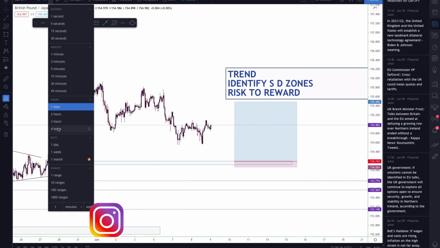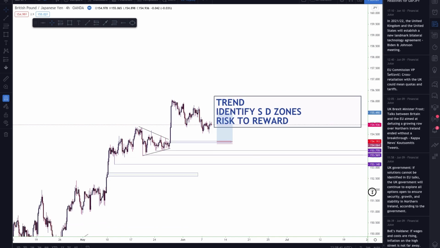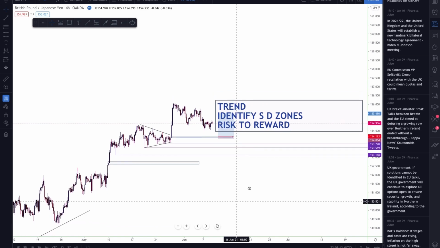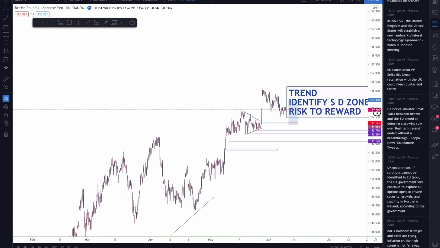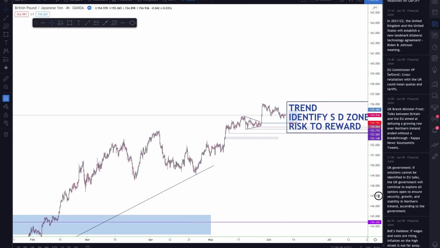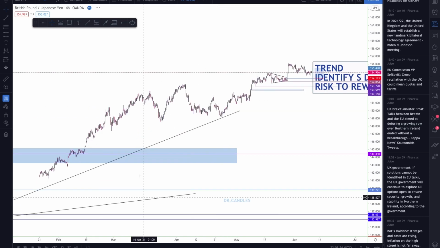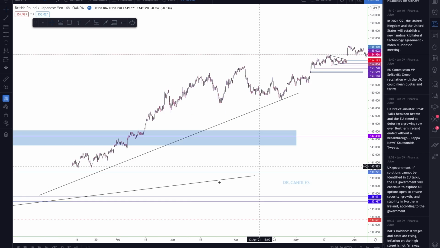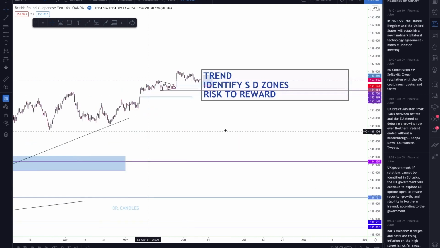Let's move to the H4. I just want to see the bigger picture of the market. So this is the H4. I can see a trend line around here. This was an old trend line. Let's extend this trend line to that zone.